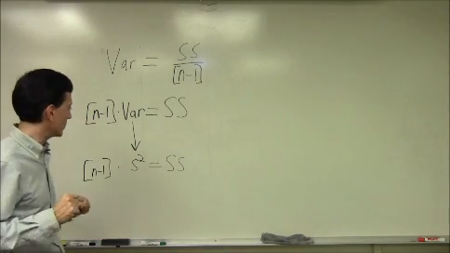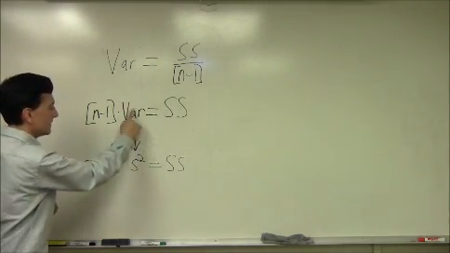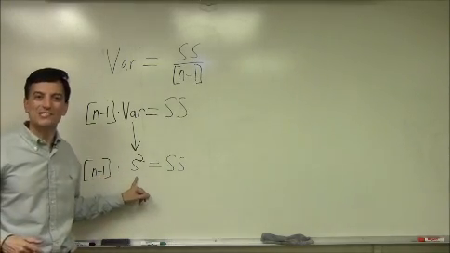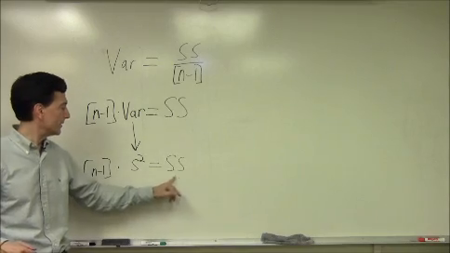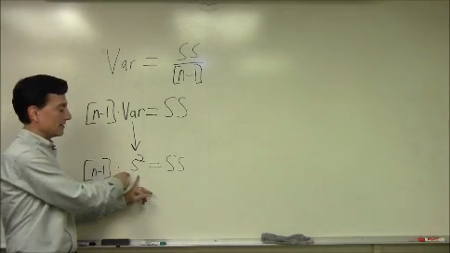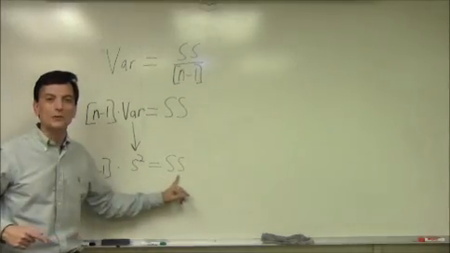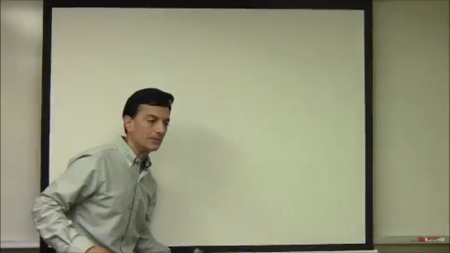And as I've alluded to already, we can just pull this down and have n minus 1 times the variance, which can be expressed as the standard deviation squared, or s squared. That will give us this SS. Okay? So n minus 1 times the variance, here expressed as standard deviation squared, will equal SS. Okay, let's bring that back now to the equations we saw a moment ago.